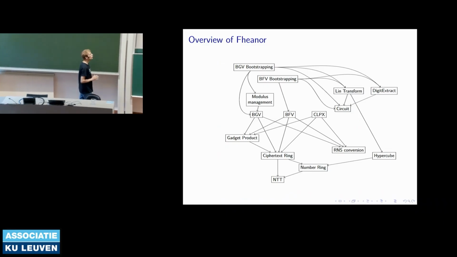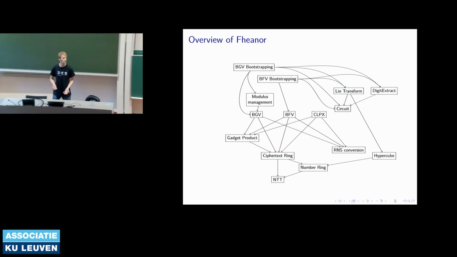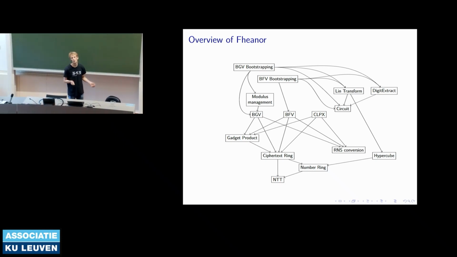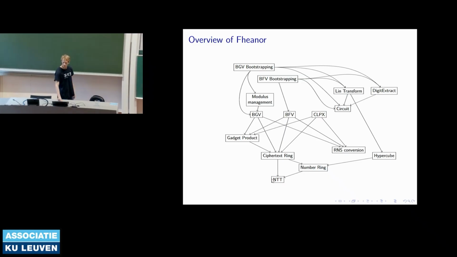This is an overview of the architecture of Fheanor. Each box represents, in a sense, a component or module, and each arrow represents a dependency. But this is not very formalized; it's just an intuitive view. As you can see, it goes from low-level operations to high-level operations. On the base, there are operations to compute NTTs and so on, which are absolutely vital to have an efficient implementation of FHE, really any FHE scheme.